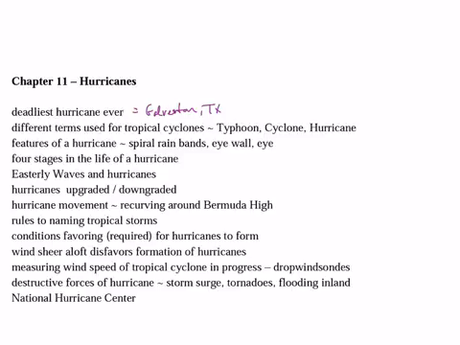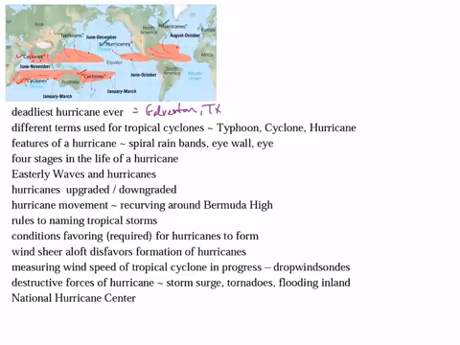So then on to Chapter 11, which is hurricanes. The deadliest hurricane ever was Galveston, Texas, I think in the year 1900. Different terms are used for a tropical cyclone. In Japan and that area, they call tropical cyclones typhoons. In Australia, they call them cyclones, and of course here in North America, we call tropical cyclones hurricanes.